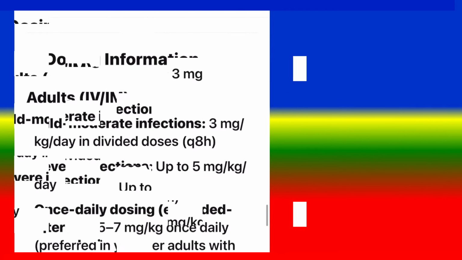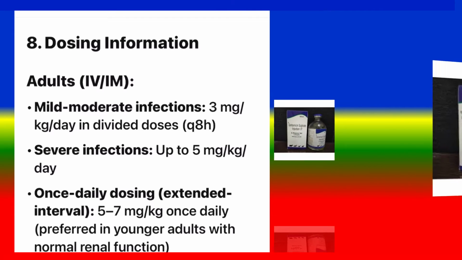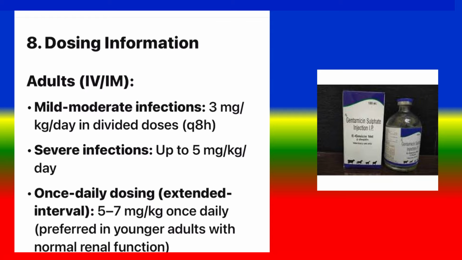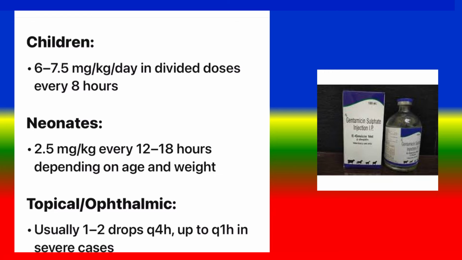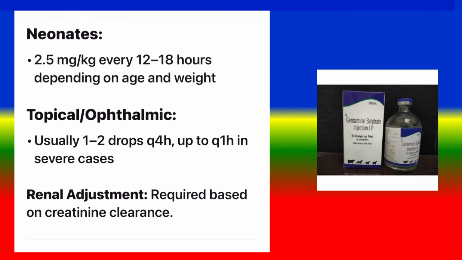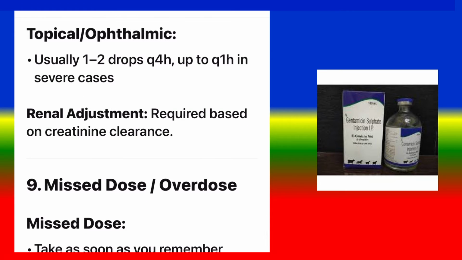Dosing information. Adults, IM: mild to moderate infections, 3 milligrams per kilogram per day in divided doses. Severe infections, up to 5 milligrams per kilogram per day. Once-daily extended interval dosing: 5 to 7 milligrams per kilogram once daily, preferred in younger adults with normal renal function. Children: 6 to 7.5 milligrams per kilogram per day in divided doses every 8 hours. Neonates: 2.5 milligrams per kilogram every 12 to 18 hours, depending on age and weight. Topical ophthalmic: usually 1 to 2 drops every 4 hours, up to every hour in severe cases. Renal adjustment is required based on creatinine clearance.